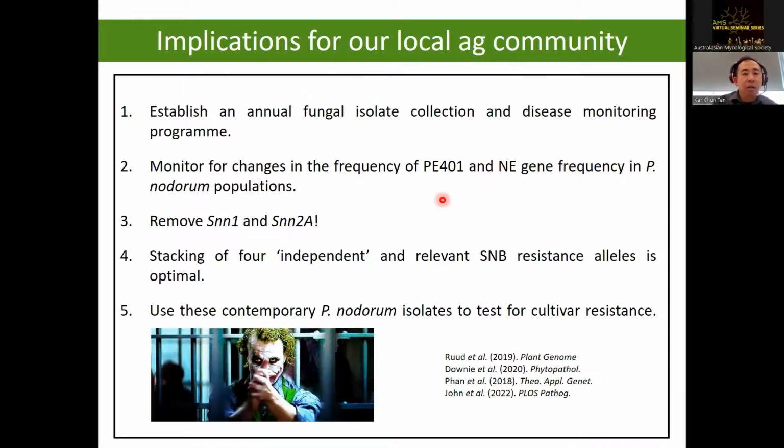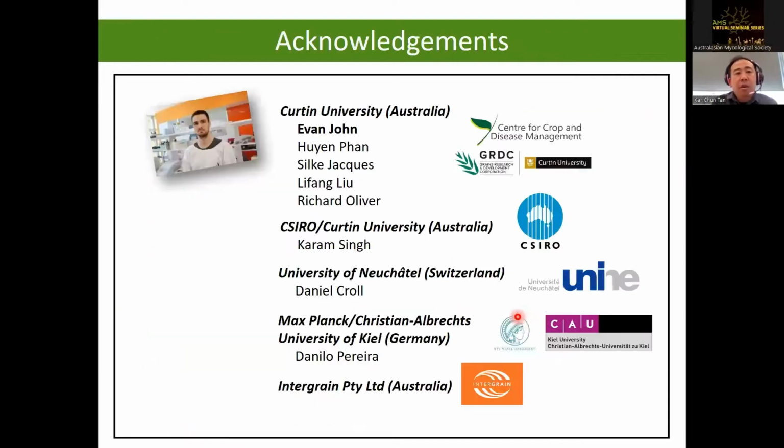And we advocate to breeders and pathologists alike to remove SN1 and SN2A sensitivity genes in their wheat germplasm to hopefully improve nodorum resistance. But also, stacking four independent and relevant resistance alleles provides the most optimal resistance to septoria nodorum blotch, and this is according to some of our studies and collaborators as well. We also recommend using relevant and new nodorum isolates to test for cultivar resistance before commercial releases, right?